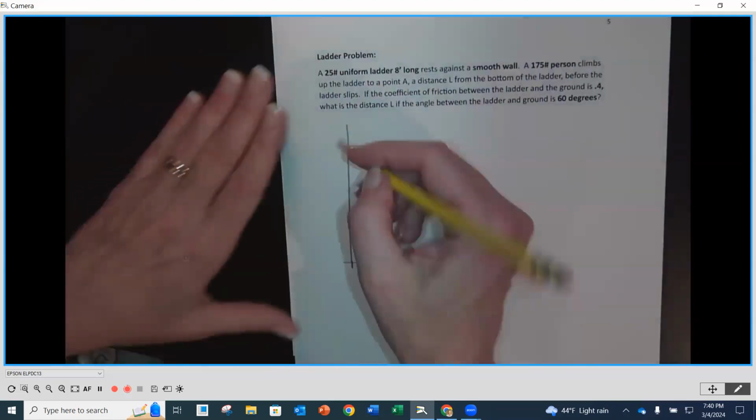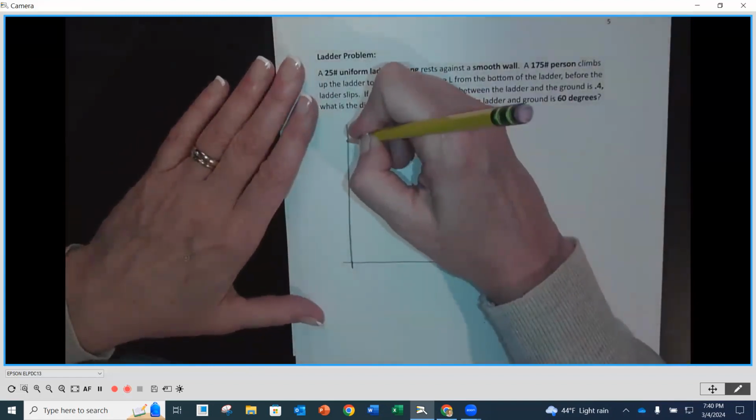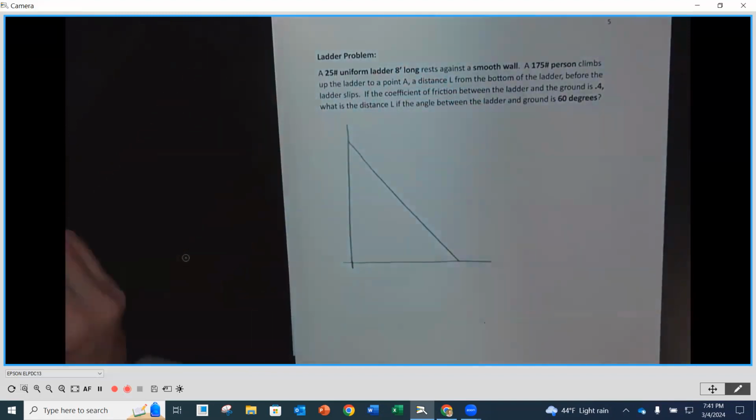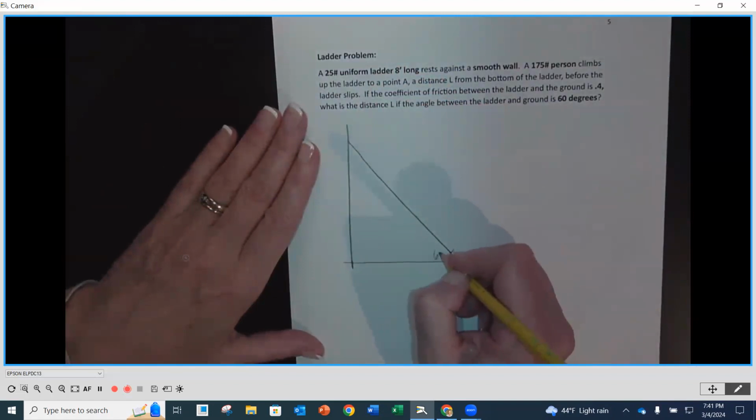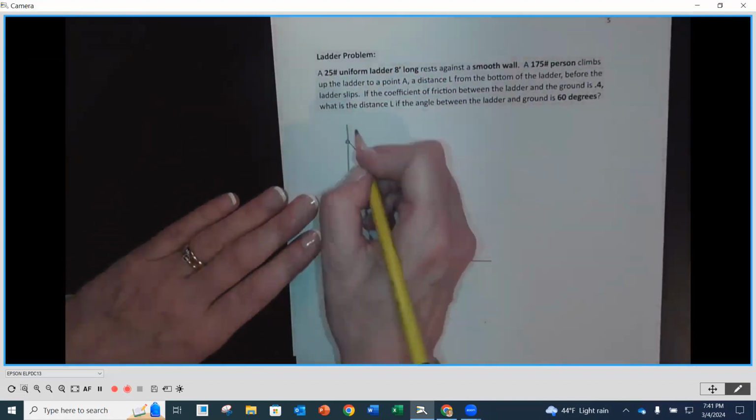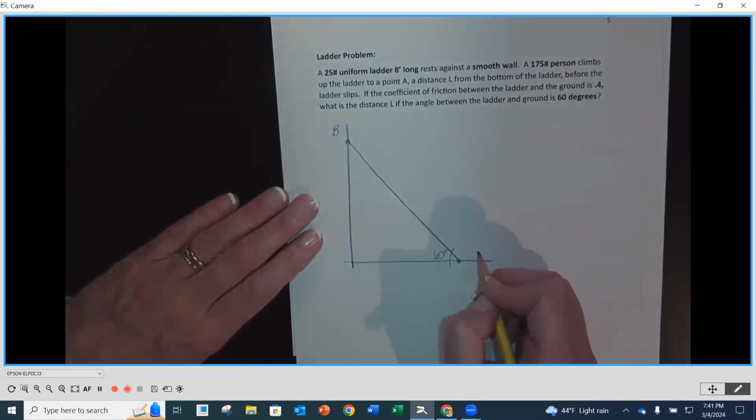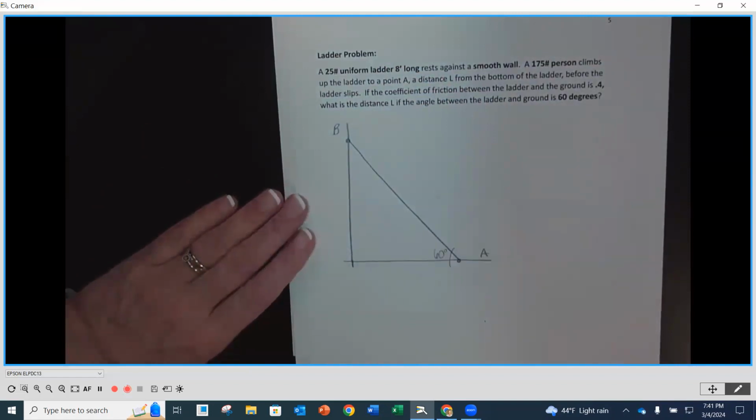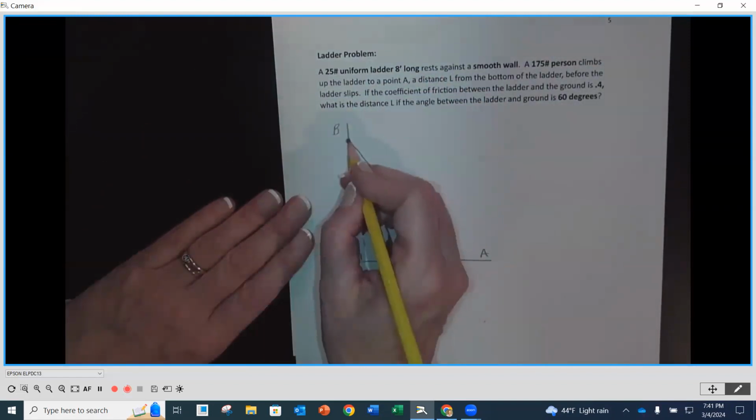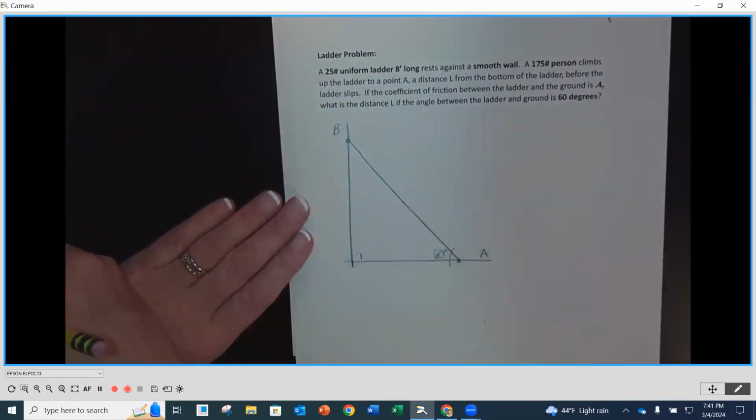Okay, so this is going to be our wall, and this is going to be the ground surface, and we are going to have our ladder something like that. Our ladder is at a 60-degree angle. I'm going to call this point B, and this point A. This is 90 degrees. This is the smooth wall, and this is going to be the ground surface then.